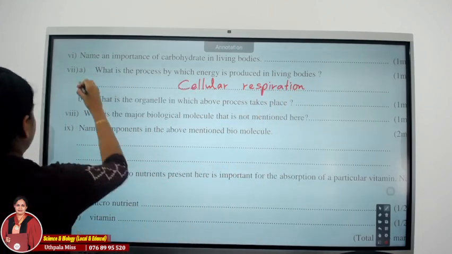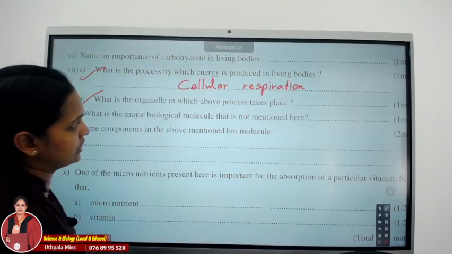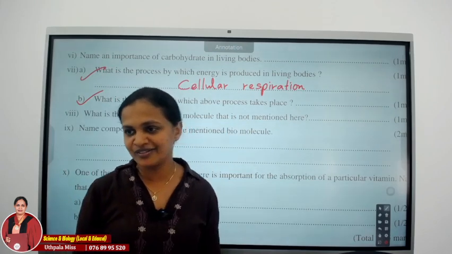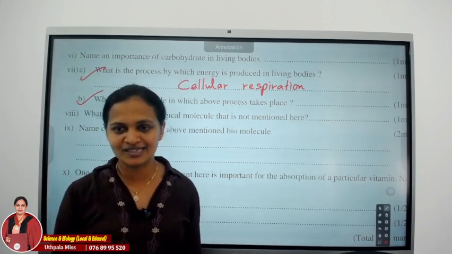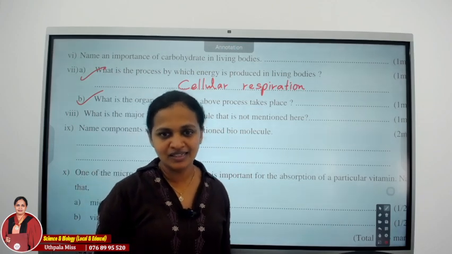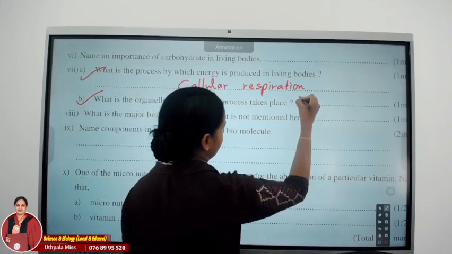Right. Then, what is the organelle in which the above process takes place? We had to discuss the cellular organelles. So, this happens inside the mitochondrion, right? Mitochondria.